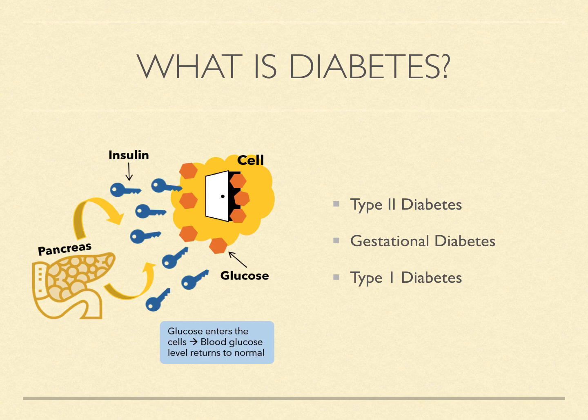Type 1 diabetes is caused by an autoimmune response where the body attacks the beta cells that are responsible for making insulin. Unfortunately, the cause of type 1 diabetes is unknown. Also, type 1 diabetes is less common than type 2.